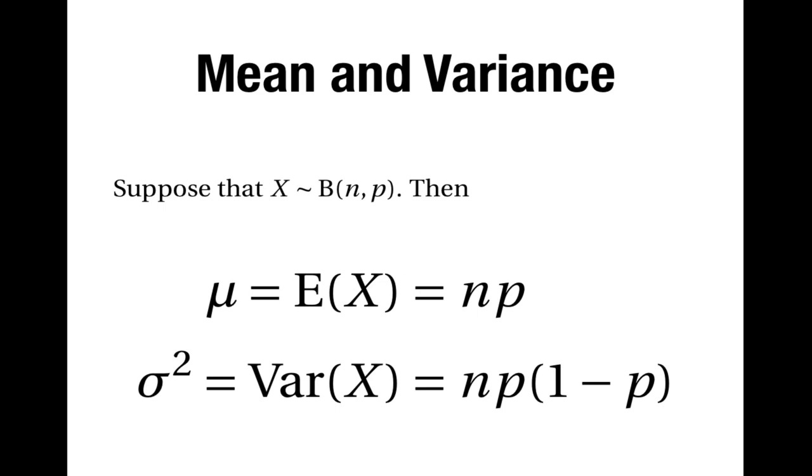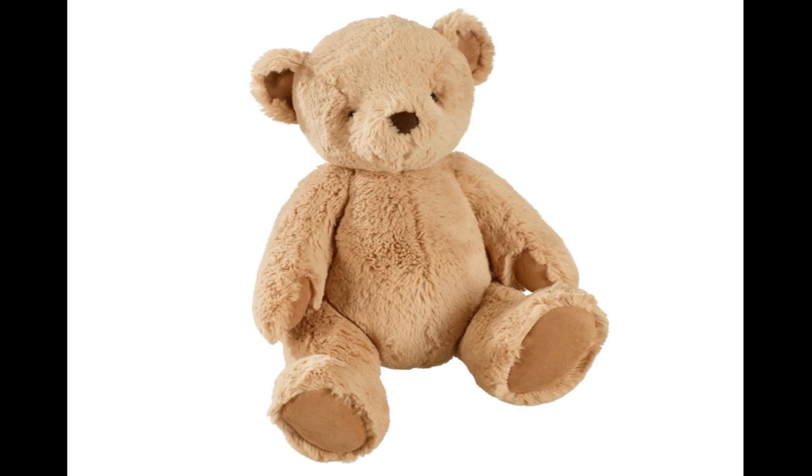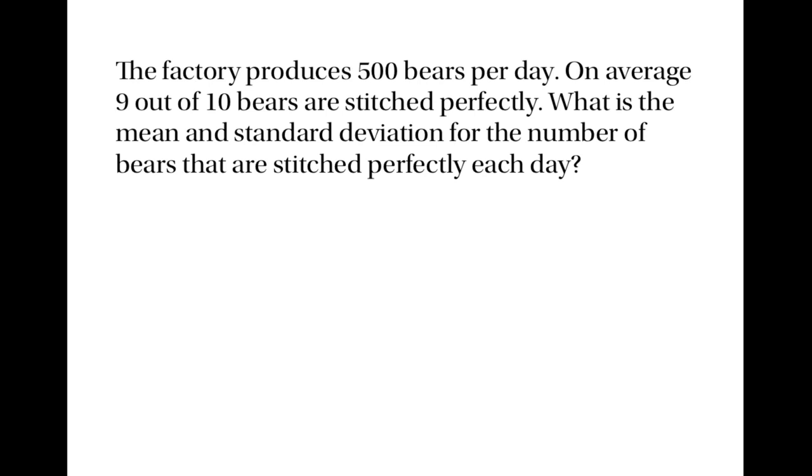So you can see that it's very simple to work out the mean and variance of a binomially distributed random variable using these two formulae. Let's look at some examples. Suppose we have a factory that makes teddy bears. Let's assume that the factory makes 500 bears every day, and on average 9 out of 10 of them are stitched perfectly. Let's work out the mean and standard deviation for the number of bears that are stitched perfectly each day.